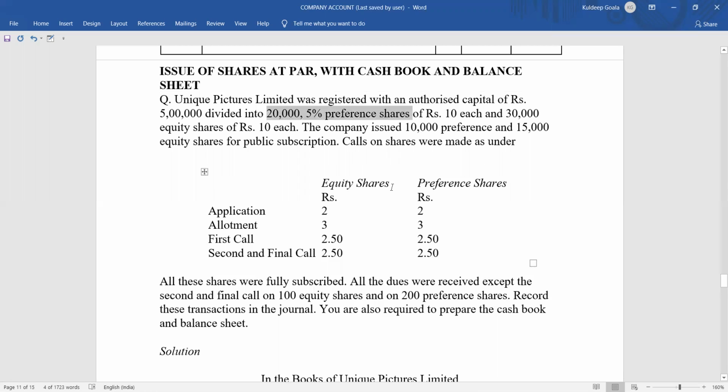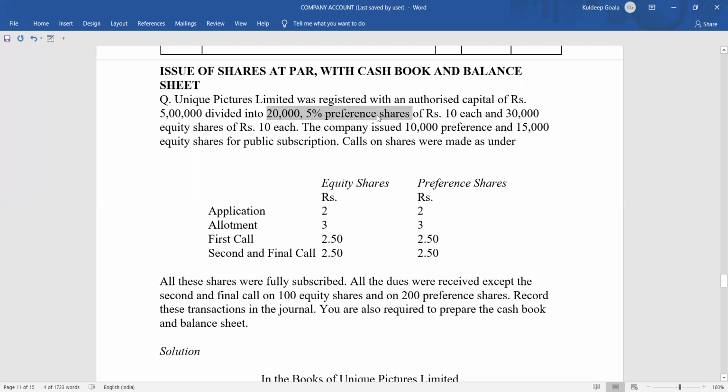You must have studied in class 11 that there are two types of shares. One is equity share, the other one is preference share. In the previous day's video, we have seen the equity share. Today, we are talking about the preference share. So 20,000 is the number of shares, and 5% preference share is the name of the share. This 5% is nothing but the dividend rate which the preference shareholders will get from the investment they have made in the company. Out of the profit, they will get 5% of their investment.